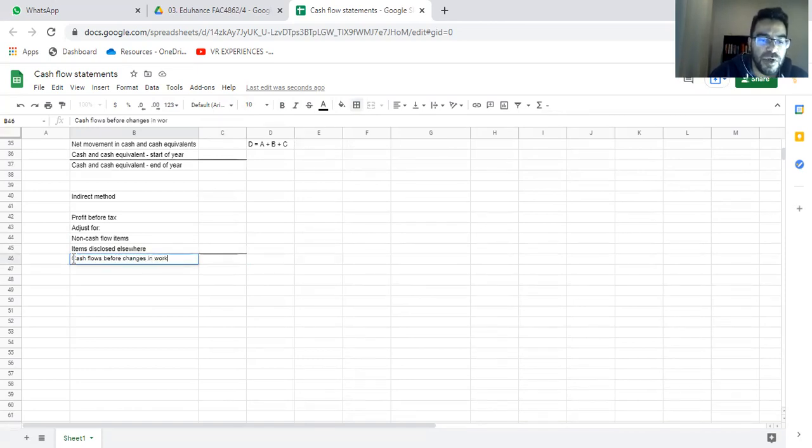changes in working capital. Now I must bring in working capital changes. Remember, like we said, the difference between the income statement and cash flow would be as a result of the balance sheet. So the balance sheet may have an opening and closing balance of inventory, that's working capital. It may have an opening balance of debtors, trade payables, prepaid expenses, and so forth.